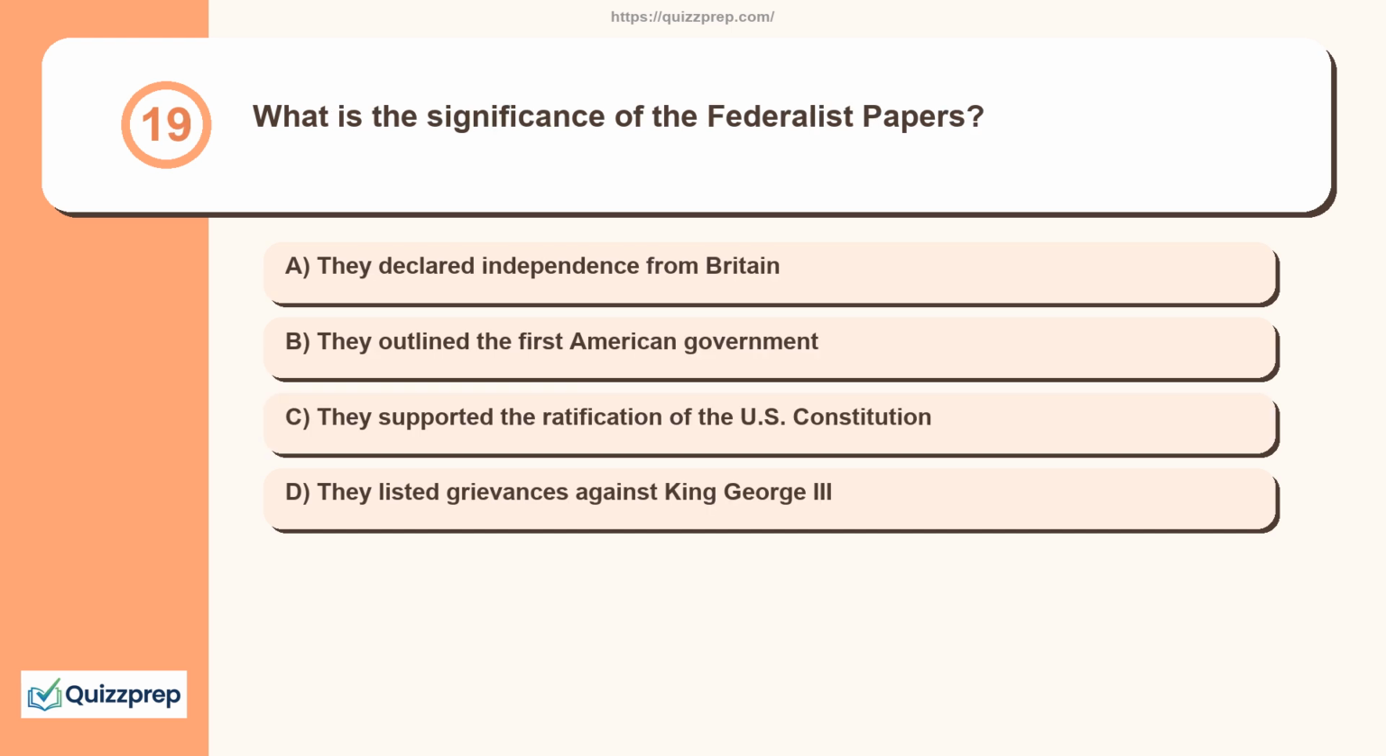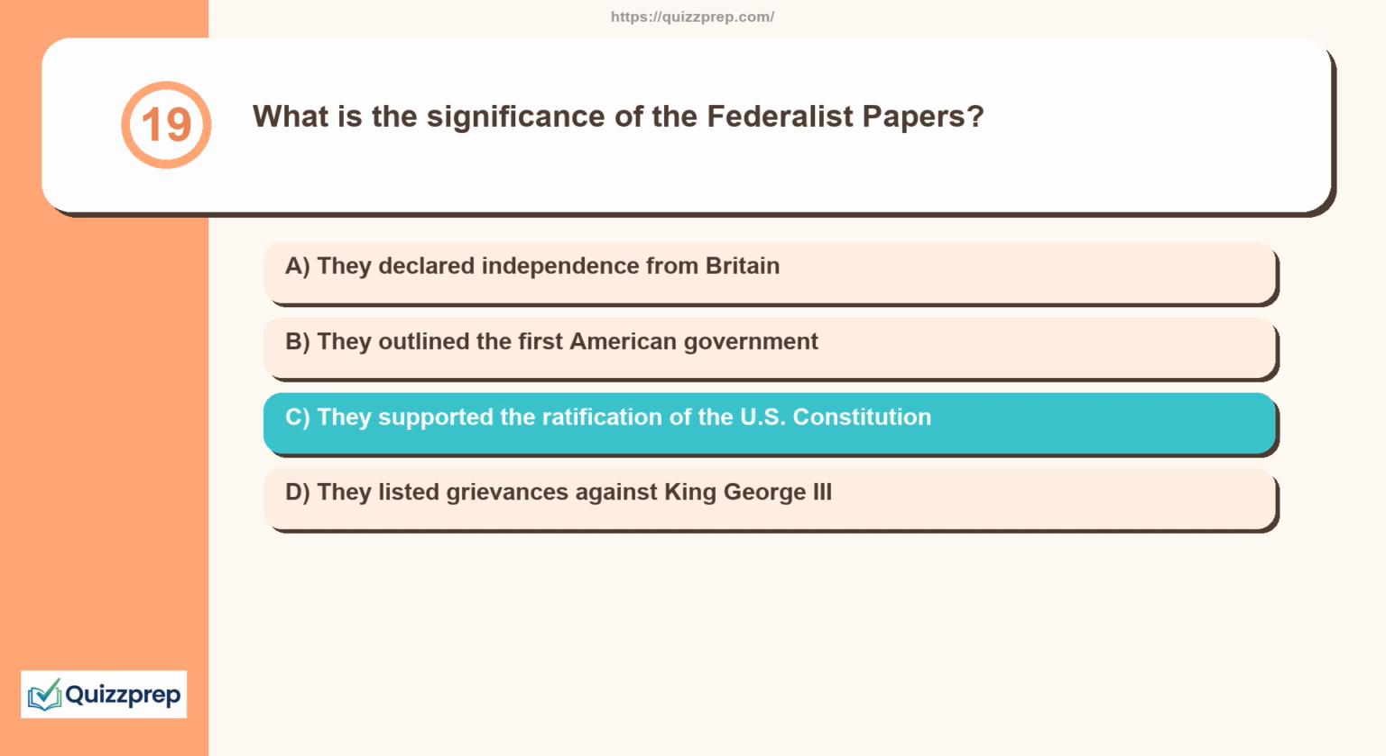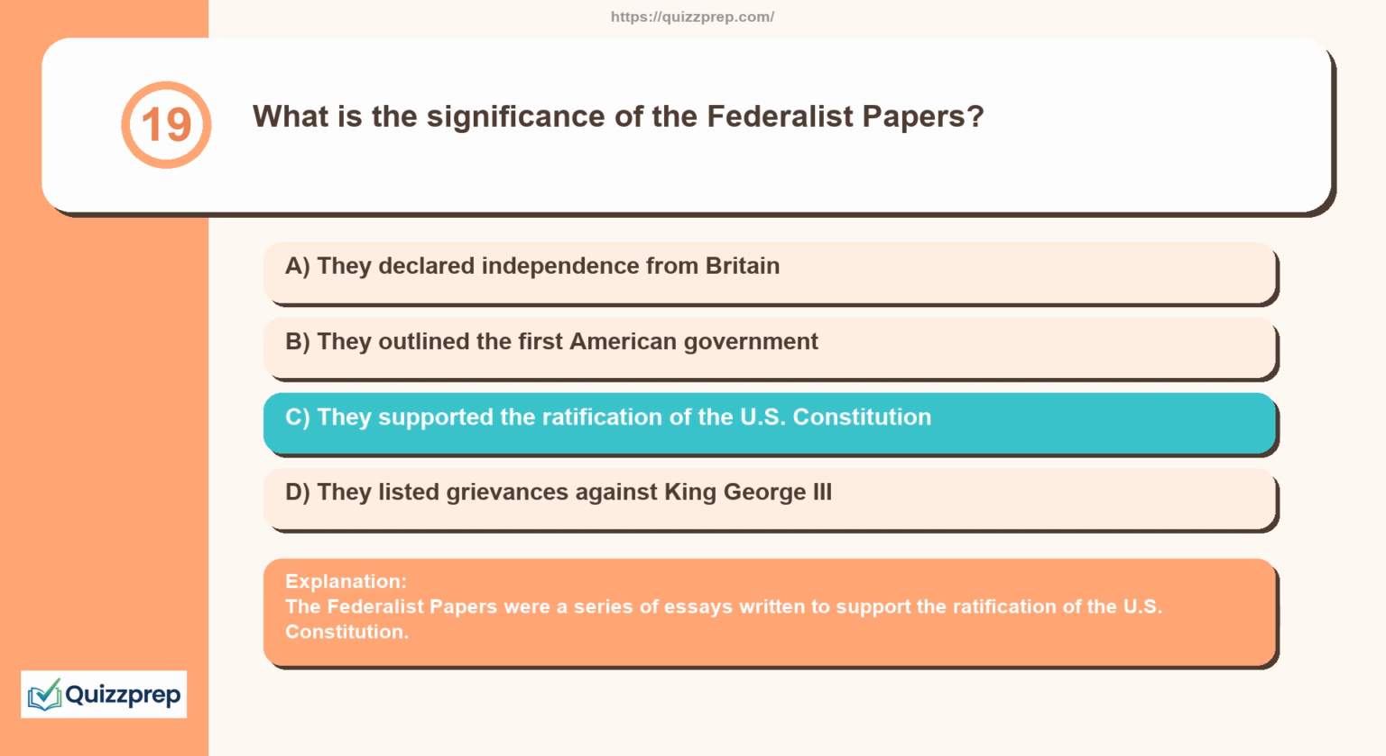Question 19. What is the significance of the Federalist Papers? They declared independence from Britain. They outlined the first American government. They supported the ratification of the U.S. Constitution. They listed grievances against King George III. The Federalist Papers were a series of essays written to support the ratification of the U.S. Constitution.